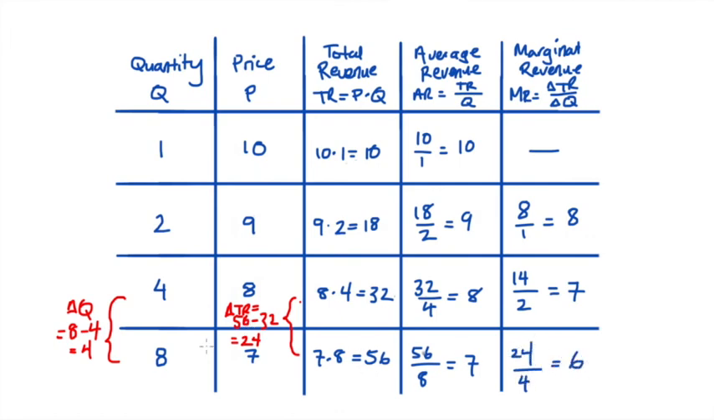And that's it. That's the real basics of total, average, and marginal revenue. There's still a heap more to say on the topic, and next week I'm going to put a video out on graphing all of these functions once we do consider them as continuous variables. But I hope this was a good introduction for you guys.